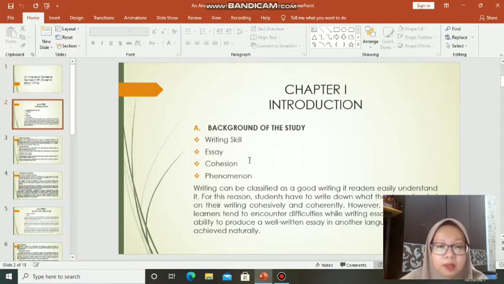But in real life, the phenomenon is that writing can be classified as good writing if readers easily understand it. For this reason, students have to write down what they have in mind cohesively and coherently. However, most foreign learners tend to encounter difficulties while writing essays because the ability to produce a well-written essay in another language cannot be achieved naturally. So this is the phenomenon that I have found.